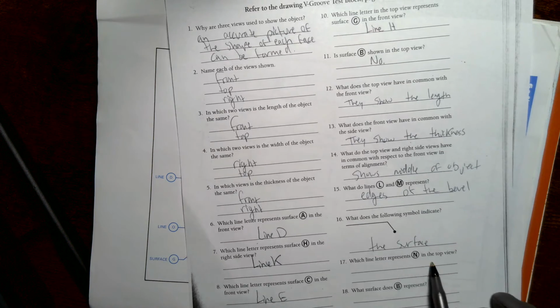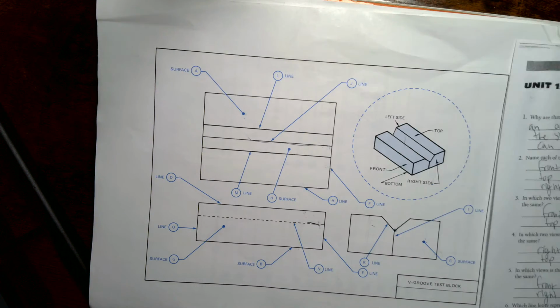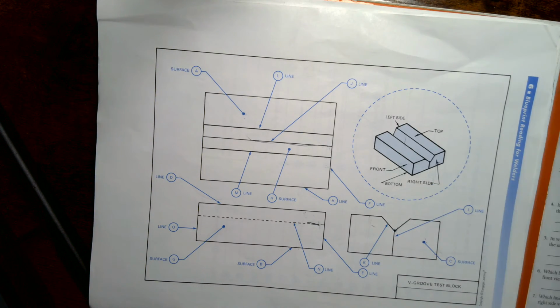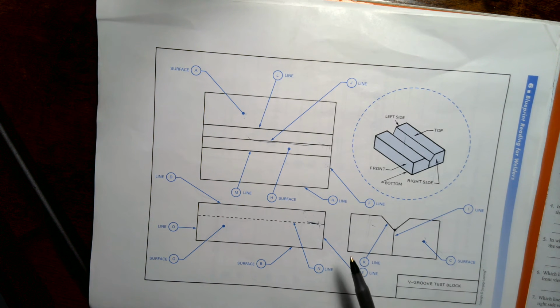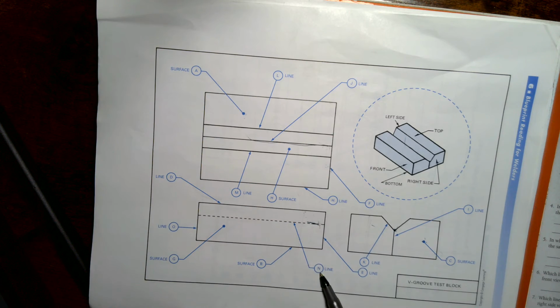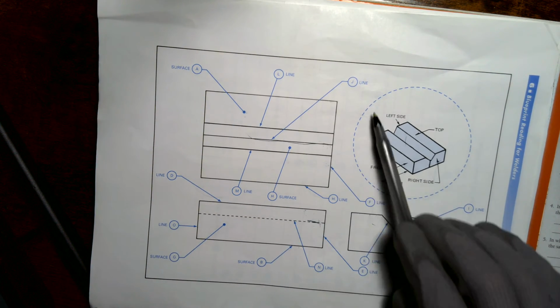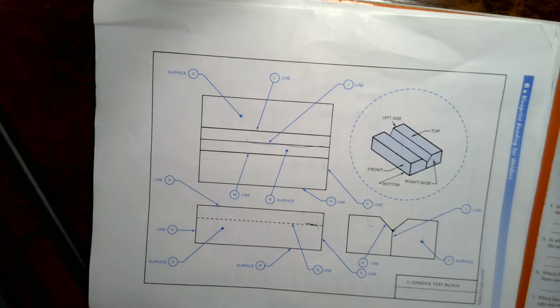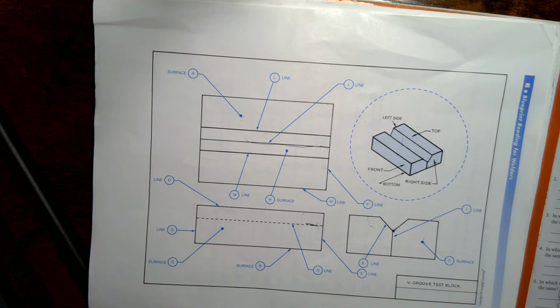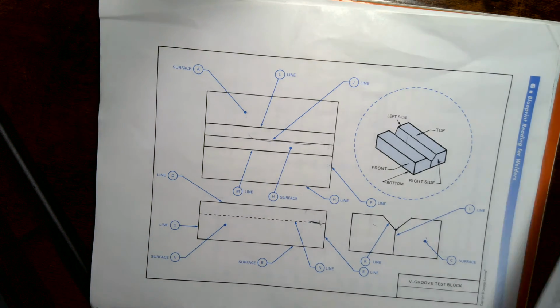Which line letter represents N in the top view? Line J. What surface does B represent? The bottom.